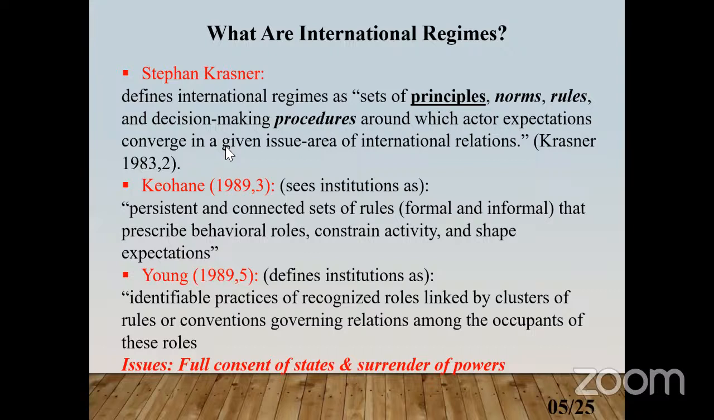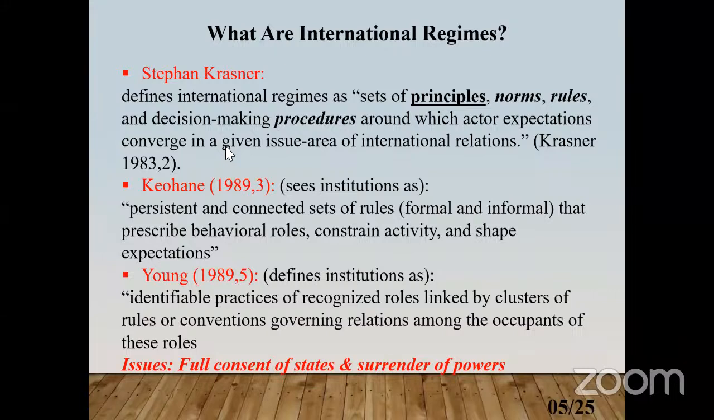So several thinkers, e.g. Krasner, look at international regimes as institutions and define them as a persistent and connected set of rules, whether formal or informal, that prescribe behavior of national states, which shape expectations of how other parties need to behave. Young, in augmenting Krasner's definition, adds that international regimes refer to identifiable practices of recognized roles linked by a cluster of rules or conventions governing relations among occupants of those roles.